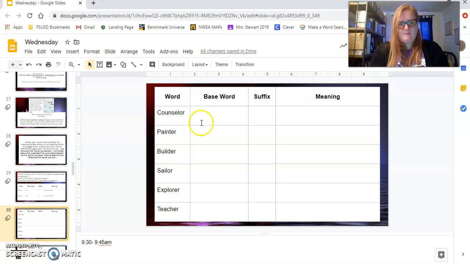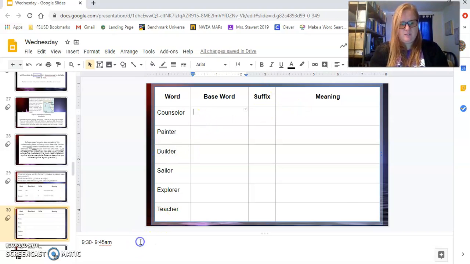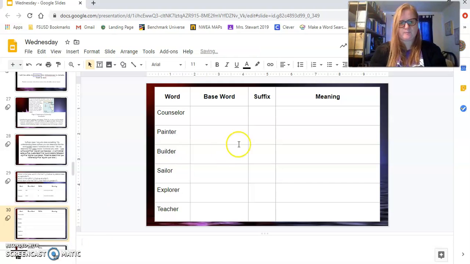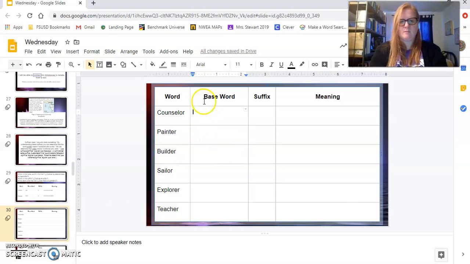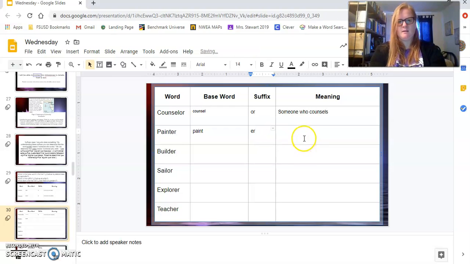So now I have all of these and I'm going to review them with you. We don't need a time here. So once again, base word for counselor. Counselor would be counsel. Our suffix, OR. Our meaning, someone who counsels. Painter. Our base word is paint. Our suffix is ER. Painter is someone who paints.